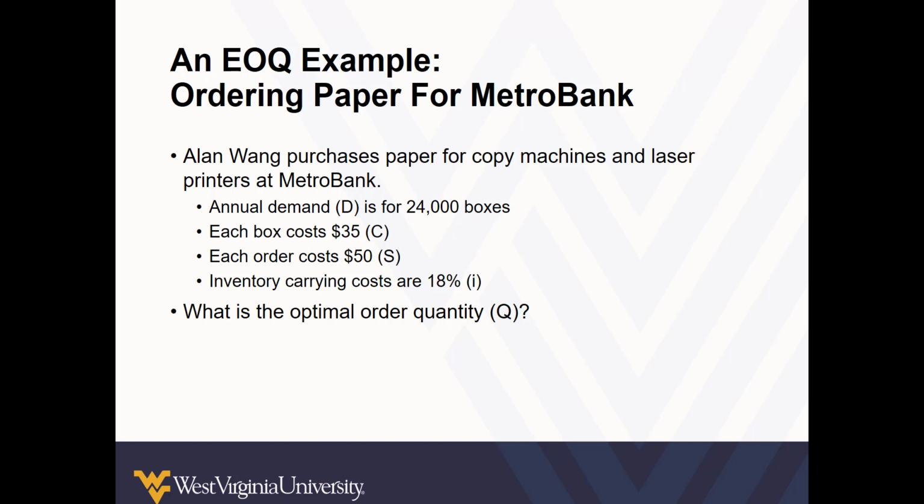MetroBank assigns a cost of 18% to funds allocated to supplies and inventories because such funds are the lifeline of the bank and could be lent out to credit card customers who are willing to pay this rate on money borrowed from the bank. Alan has been placing paper orders once a quarter, but he wants to determine if another ordering pattern would be better. He wants to determine the most economical order quantity to use in purchasing the paper.